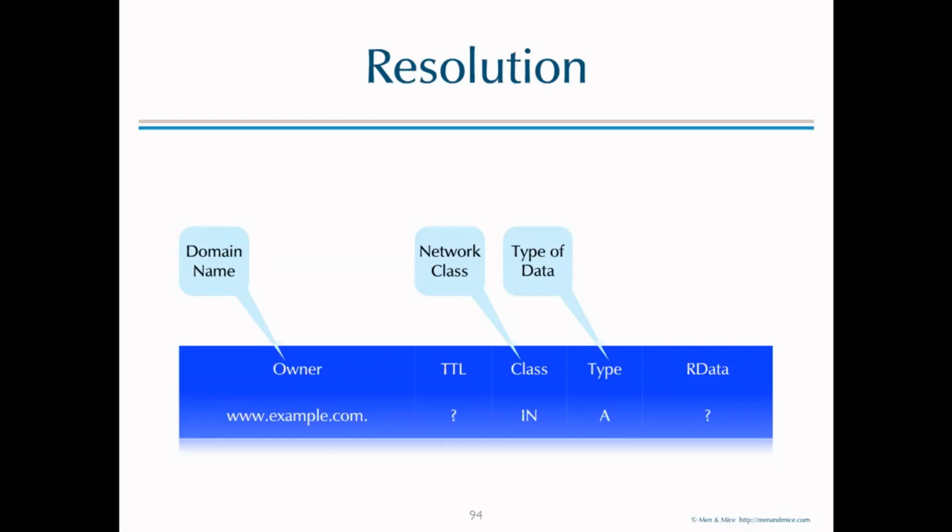The class of data, for us, we're not going to properly define it. It is always IN. We're always going to be talking about the internet class. Most other classes, there are only 2 that were ever defined, are not at all used. And then a record type, this is what you're looking up. This is what you're interested in.